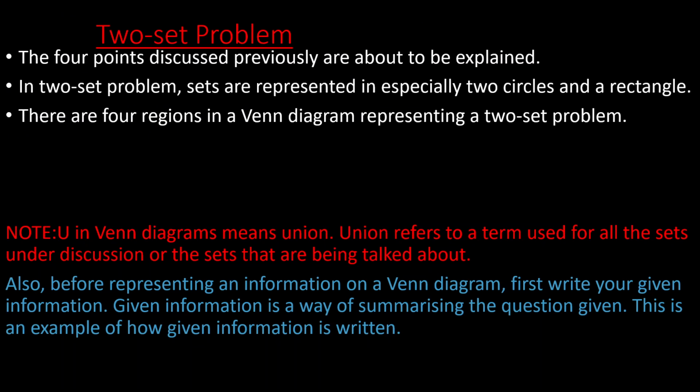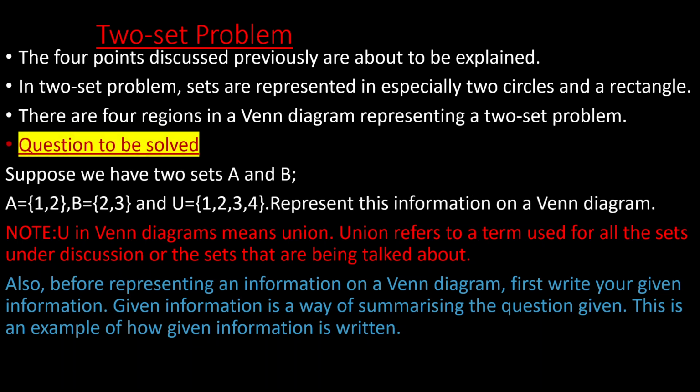In two sets problems, sets are represented especially by two circles and a rectangle. So there are four regions in a Venn diagram which represents a two sets problem.